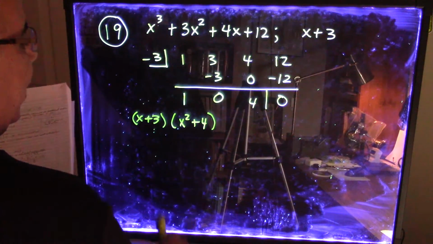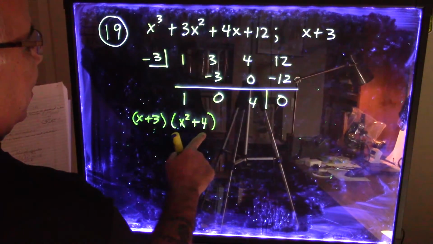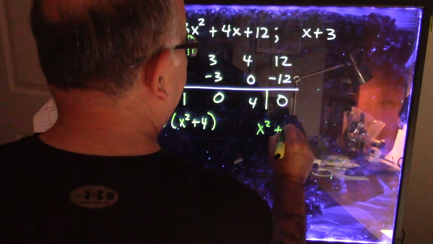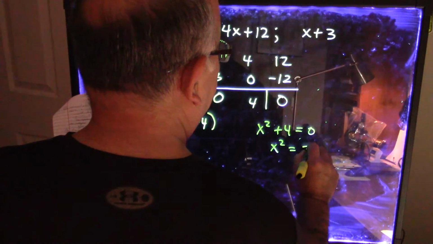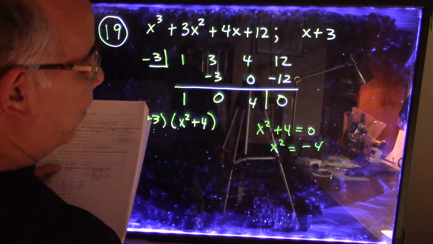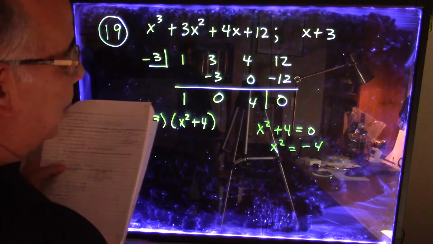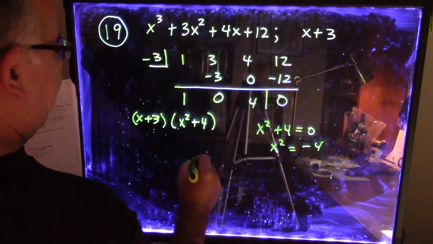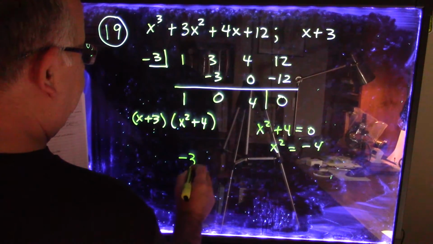You can try the discriminant on that one. A is 1, B is 0, C is 4. Or you can just write x squared plus 4 equals 0. It's pretty easy. So x squared equals negative 4, and x equals plus or minus 2i. Okay, so these are not real solutions. All right. So you only have one real solution. That would be negative 3. Or one real 0. One real root. Negative 3.